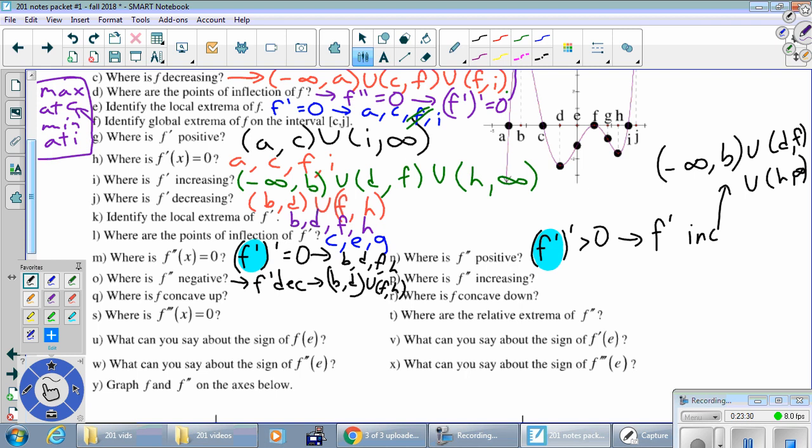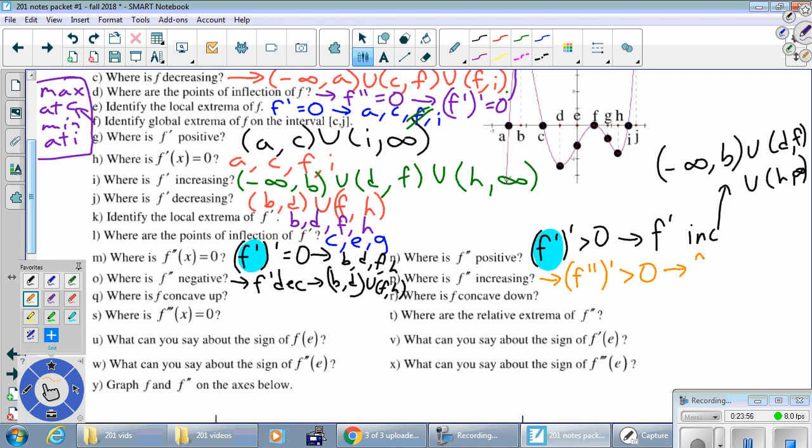Okay, O, all right, now we're over to P. Where is F double prime increasing? Okay, more translating we have to do here. F double prime increasing means that its derivative is positive. If you tell me you have a function which is increasing, then that means that the first derivative of that function is positive.